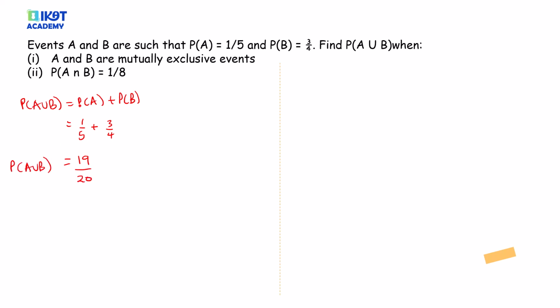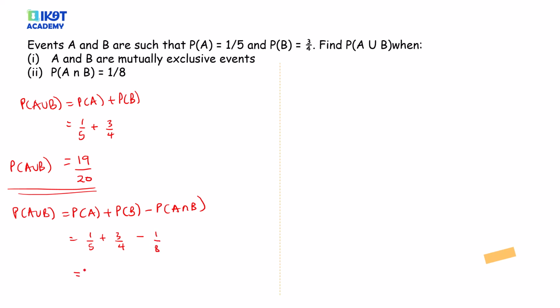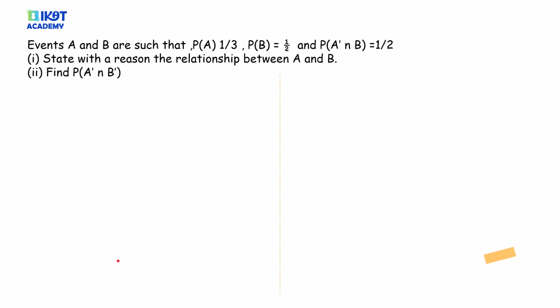The second part says find it when probability of A intersection B is equal to 1 out of 8. So here I would say probability of A plus probability of B minus probability of A intersection B. So this is 1 out of 5 plus 3 out of 4 minus 1 out of 8. This is actually 33 out of 40. Okay, so now let's move on.